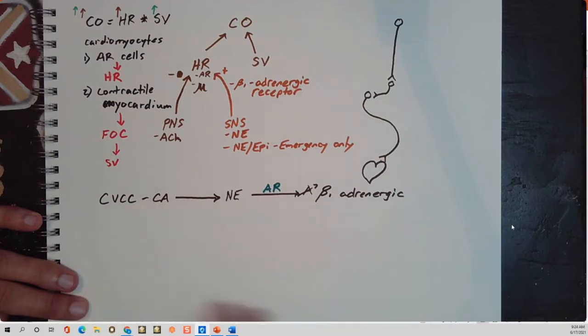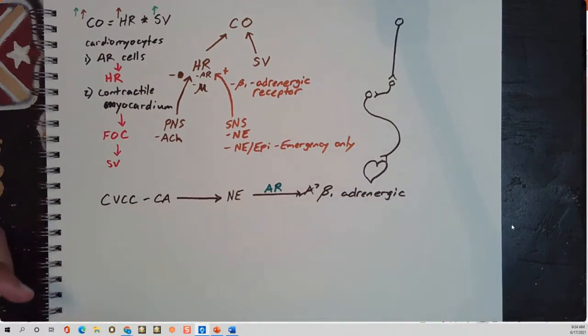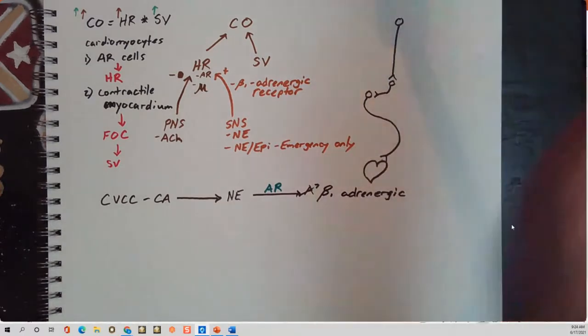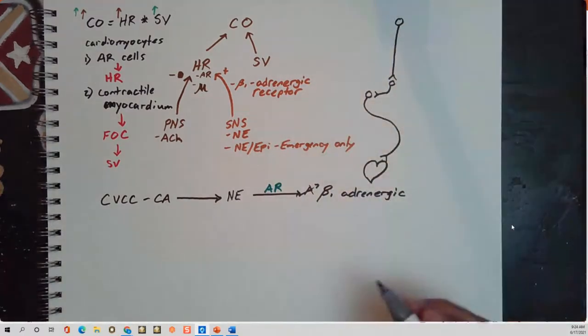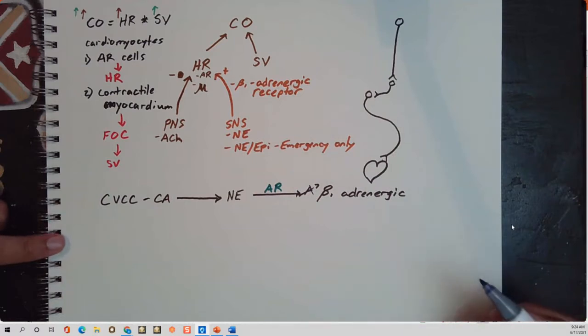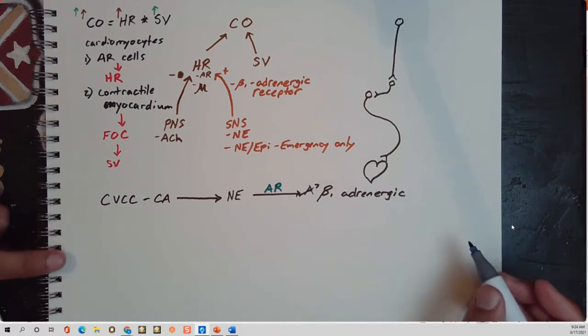So we're going to be dealing with the heart right here. Let's continue. Beta-1 adrenergic receptors. What type of receptor are they? Are they chemically gated receptors? Are they receptor enzymes? Or are they GPCRs?